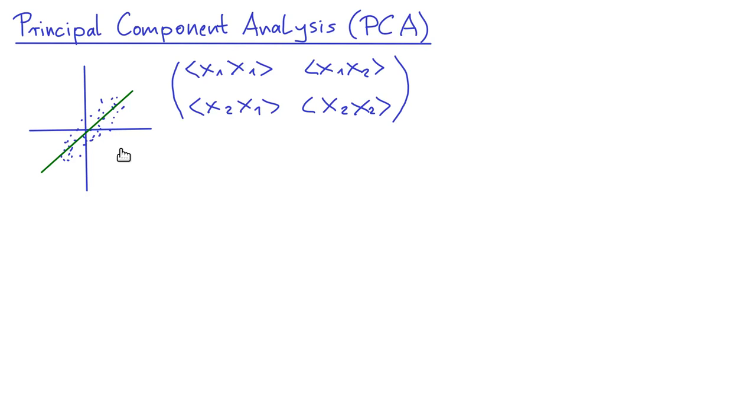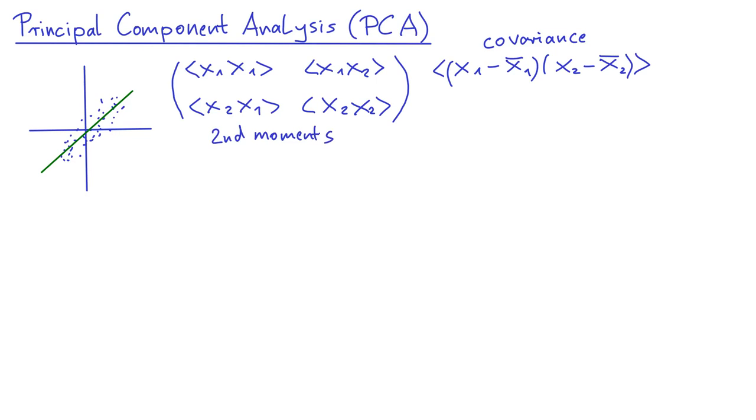So the covariance matrix truly would have components like x1 minus x1 average times x2 minus x2 average. So that would be the true covariance, while this here is the second moment matrix. However, usually in PCA, one first removes the mean, and then second moments and covariances are identical.